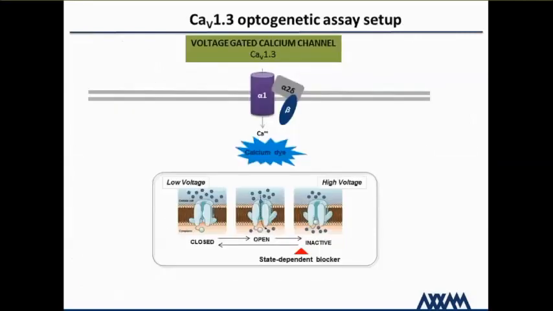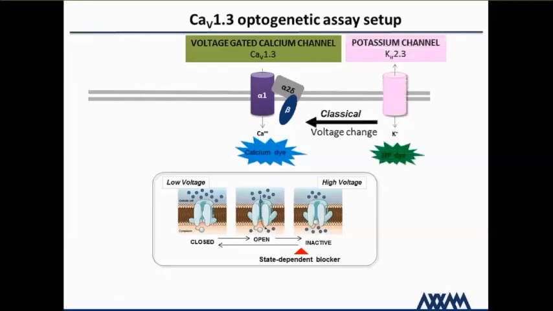To configure the optogenetic assay for Ca1.3, we stably transfected the 3 subunits of the Ca1.3 voltage-gated calcium channel in HEK cells expressing the Kir2.1 potassium channel. This channel maintains the resting membrane voltage at very hyperpolarized values, keeping the Ca1.3 channel in a closed state, and also allows the modulation of membrane voltage upon application of different concentrations of extracellular potassium.